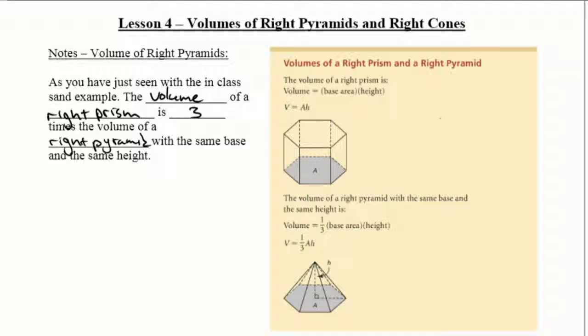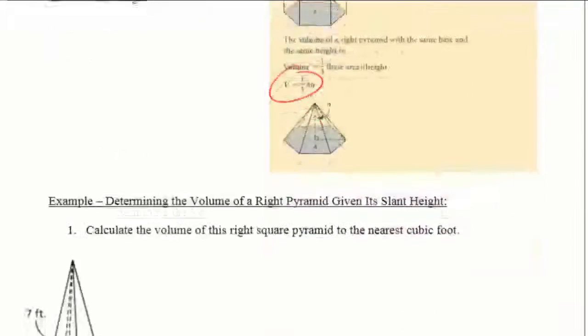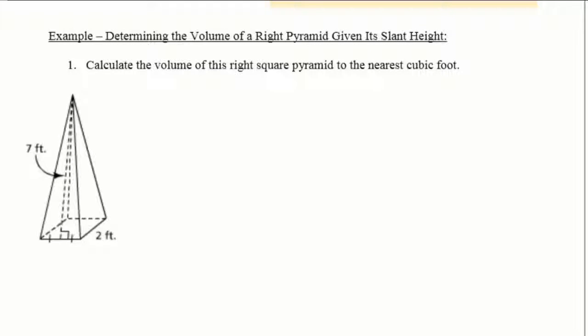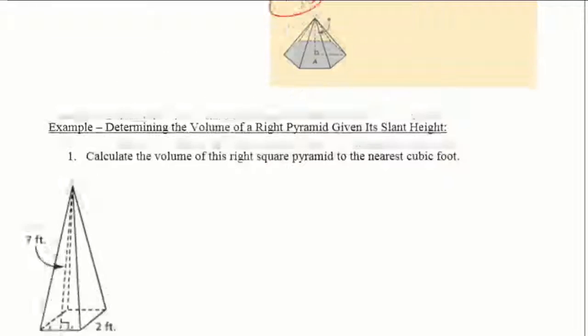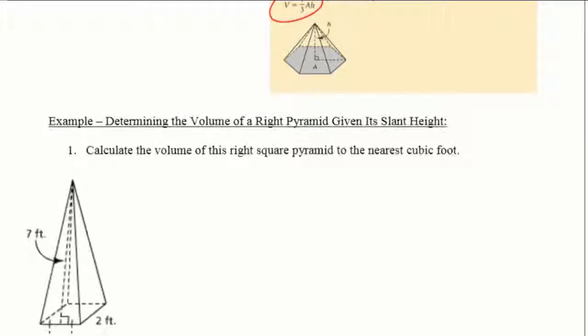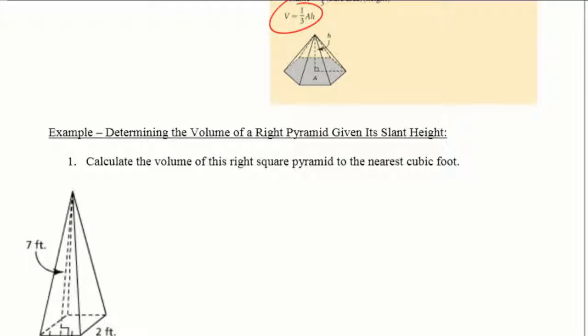And just to give you an idea of where these formulas come from that we're given, the volume of the prism is the area of the base times the height, and here it is 1/3 the area of the base times the height. So I think volume's easier, and generally students will agree with me. Let's look at number 1. Calculate the volume of this right square pyramid to the nearest cubic foot. So to determine the volume, I'm going to need to write down my formula. 1/3 area of the base, I'll write in base here just to remind us, times the height.